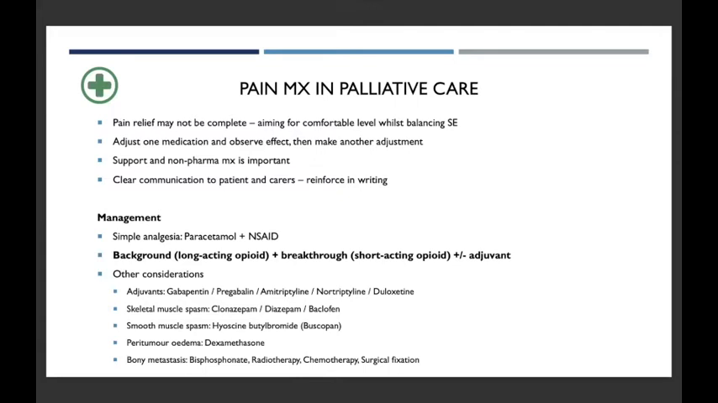They're often going to be on a lot of medications at once. So when changing that regime, it's best to just sort of change one medication or one dosage at a time if you have time to observe what the effect of that is first before making another adjustment. Otherwise, we don't really know what works. And also considering those support and non-pharma measurements as well. Having really clear communication to the patients about what we're giving them and why, and reinforcing this in writing because they've got a lot going on at that sort of stage in life.